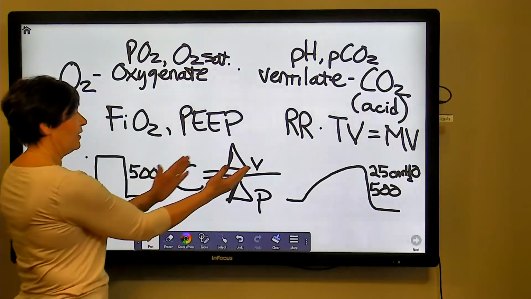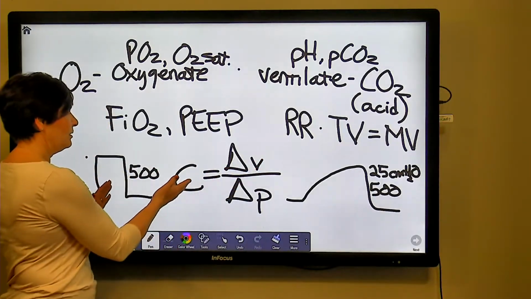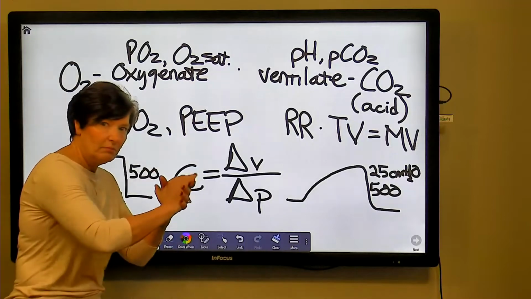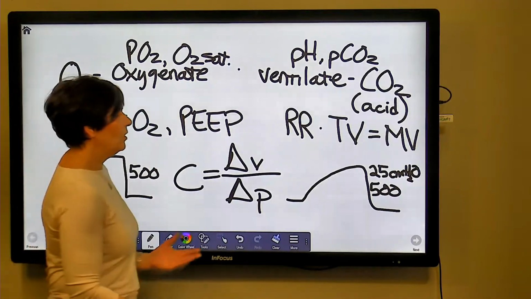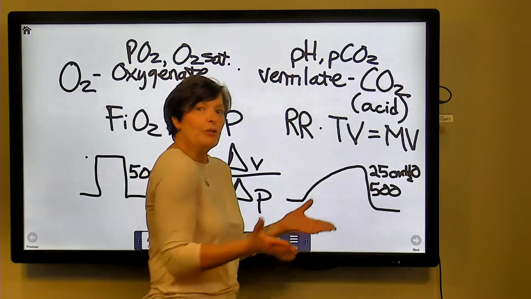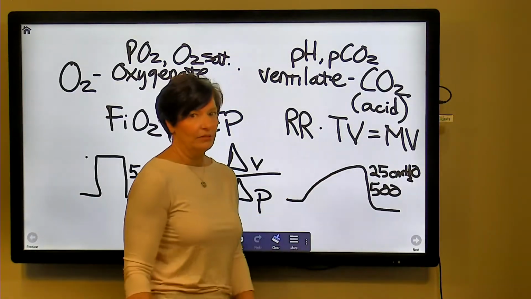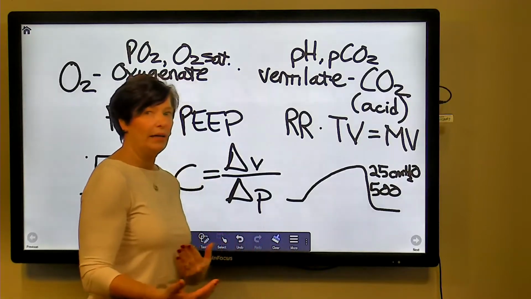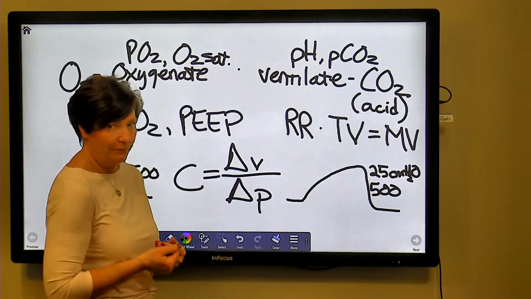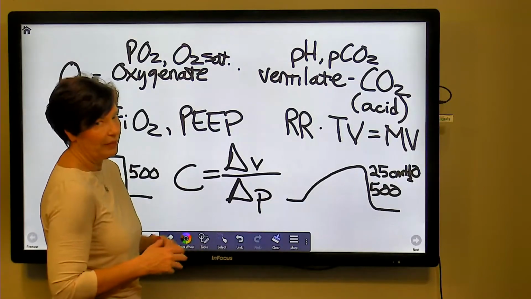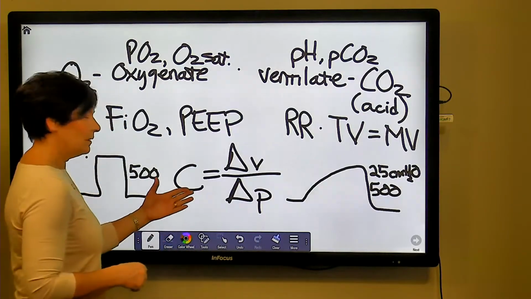I can set a volume, and depending on my compliance, the ventilator pushes in with so much pressure, or I can say, increase your pressure, and whatever my compliance is, I get a resultant volume. That's the difference between volume ventilation, pretty much, and pressure ventilation. Does that make sense?